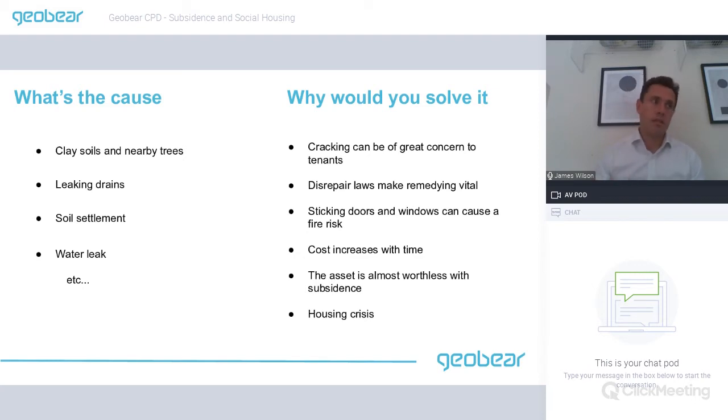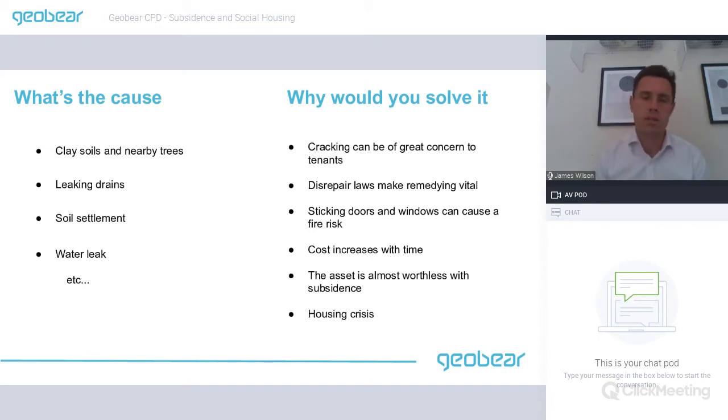That will vary with seasons. So in the winter, the clay swells as there's more rainfall, more water in the clay. And then in the summer, when it's hotter, there's less water, and that clay will shrink and the foundations will go down. And then leaking drains as well is a big cause.